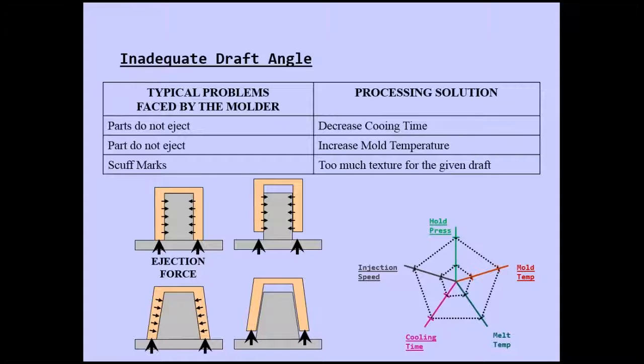Okay, and this is another typical problem that you have. You have to have good draft angles. Why do you have to have good draft angles? The reason is, let's say I'm making a cup. The plastic shrinks onto the core, and as it shrinks onto the core, when you try to eject it out, you tend to create a lot of vacuum in this area. If you create a lot of vacuum, then there's no way this thing comes out.